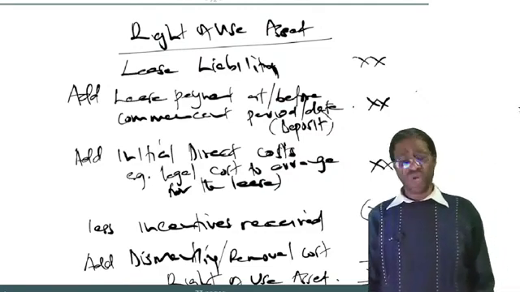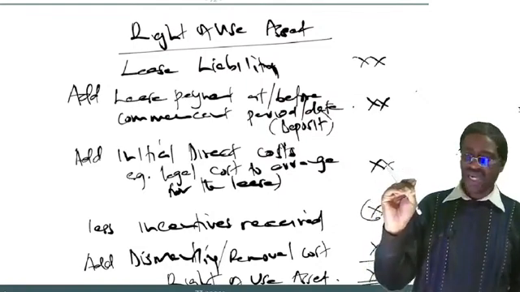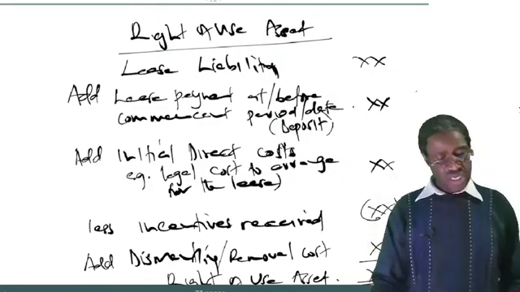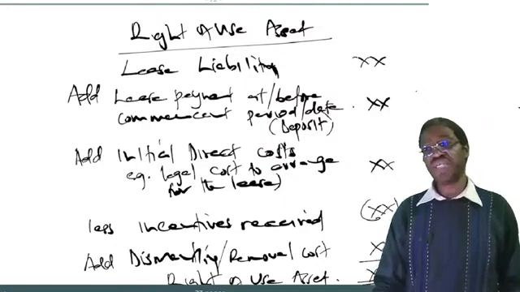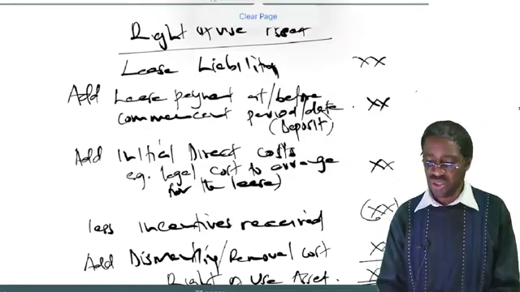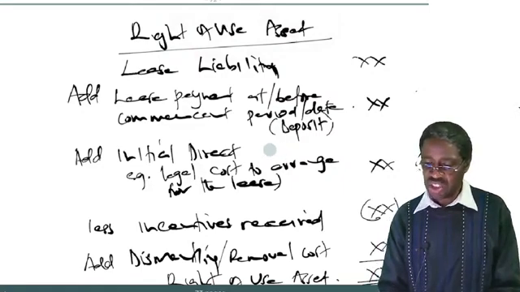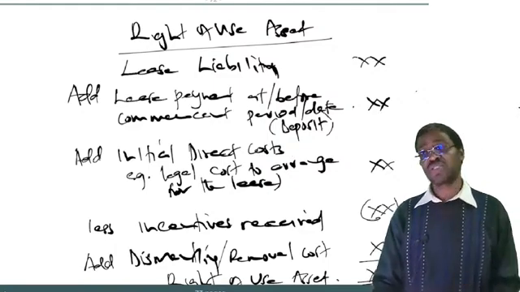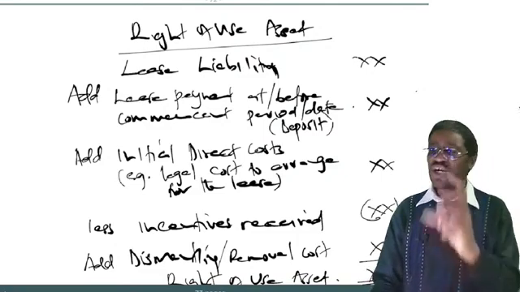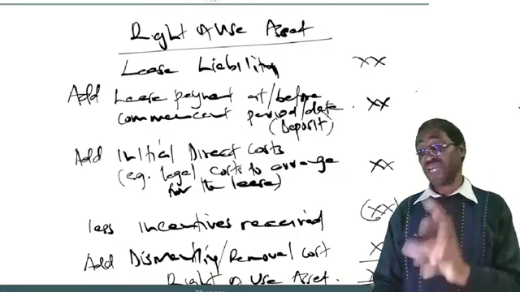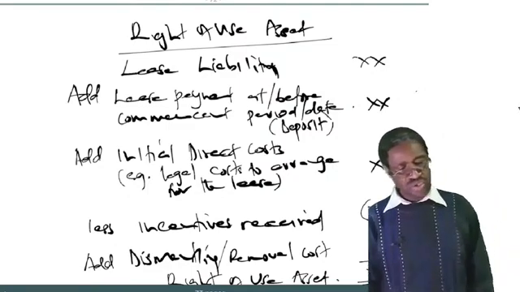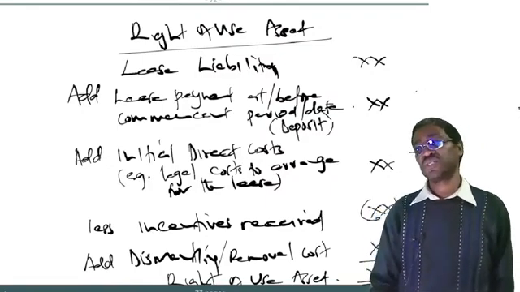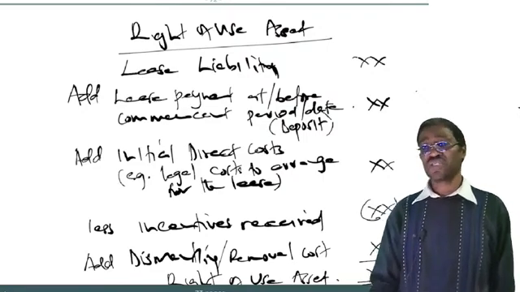Then, once you add that, next you are adding initial direct costs. You can put in brackets, e.g., legal cost to arrange for the lease.